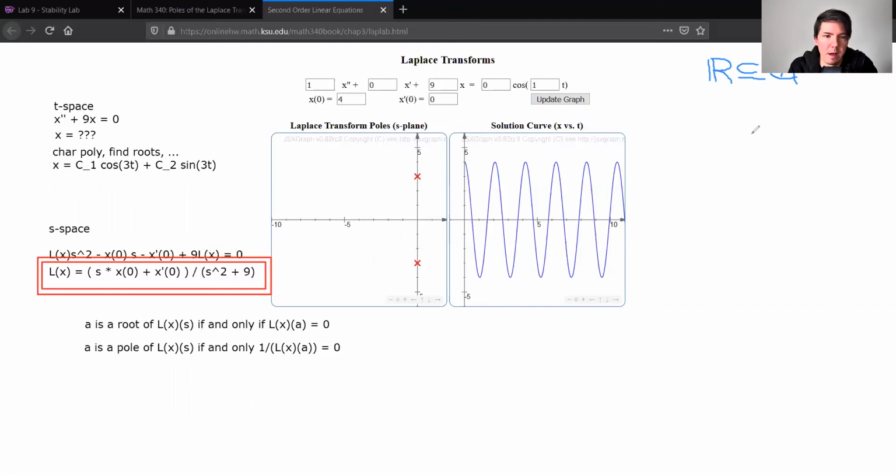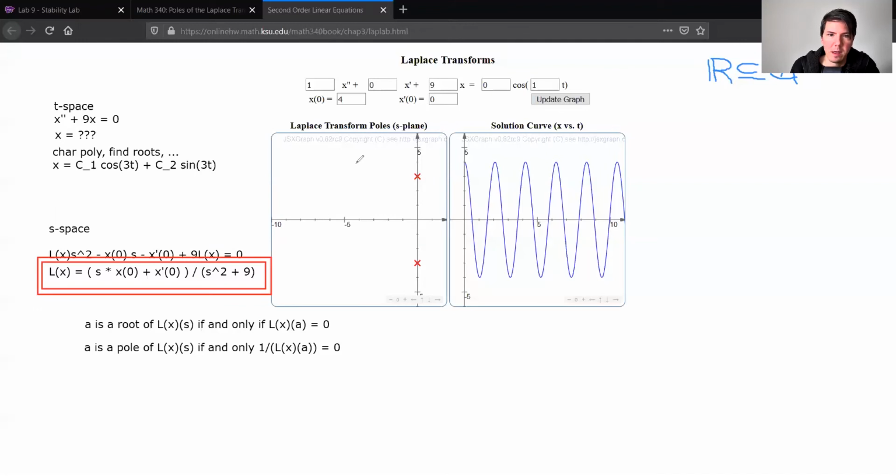Okay, I'm looking back over the answers. Once I made the comment about real and complex, maybe it seemed a little more clear. In fact, the poles in this case, or the values that you could plug in for S in order to get the denominator of L of X to be equal to 0, that is this S squared plus 9, those are plus and minus 3i.